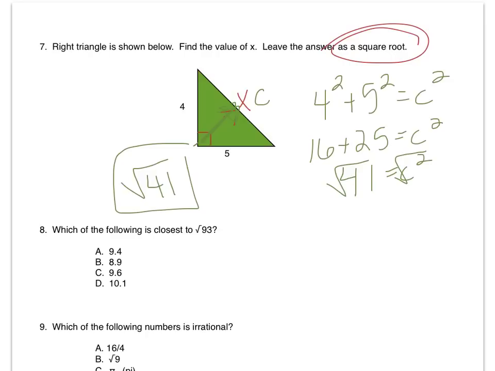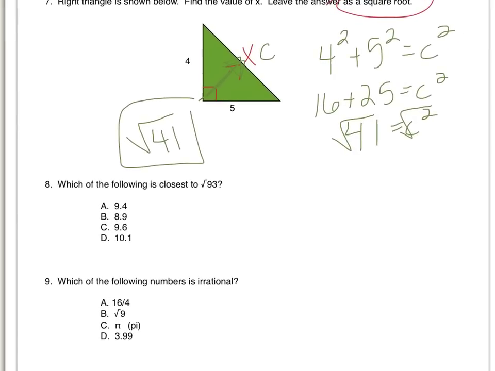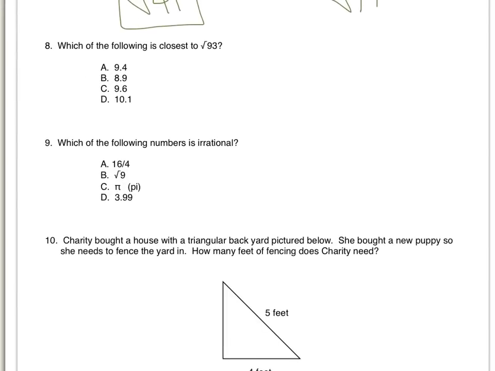So I know 93 is between the... I'll scoot it up on here. It's between the square root of 81 and the square root of 100. So it's between 9 and 10. So it's going to be 9 point something. Well, I know this is closer to 100, so it's going to be 9.6 is the best answer.